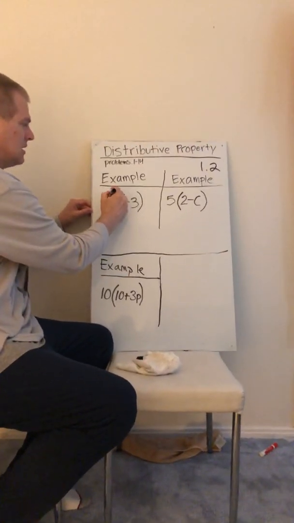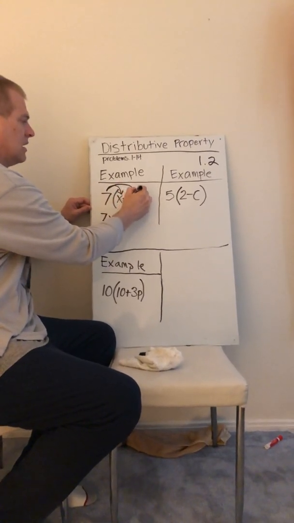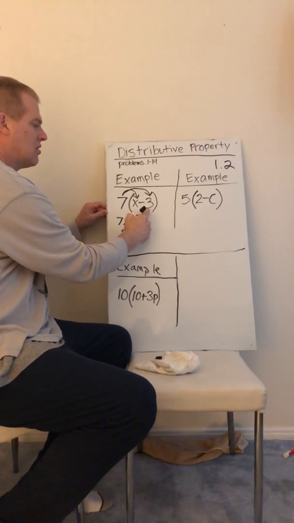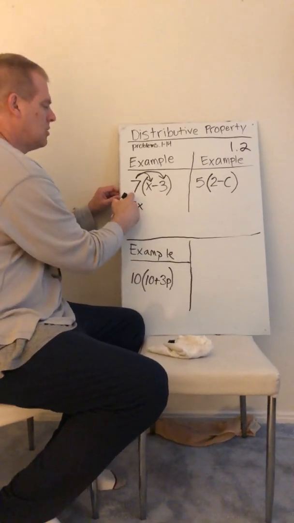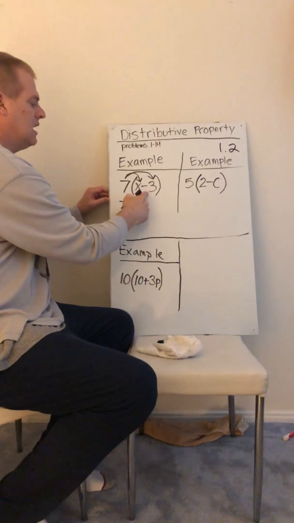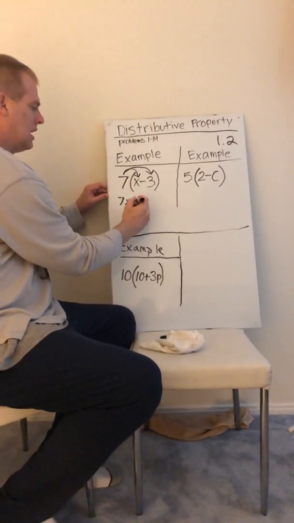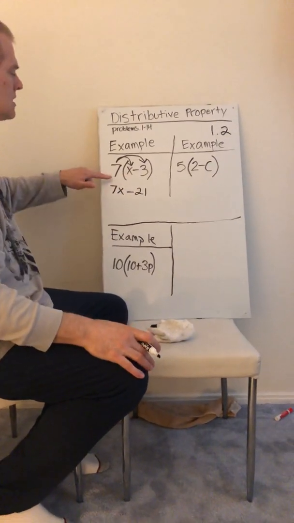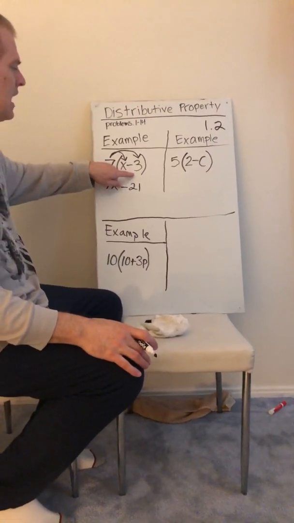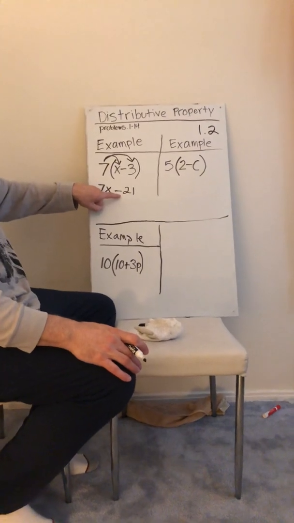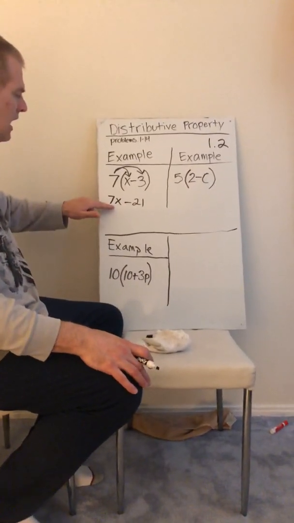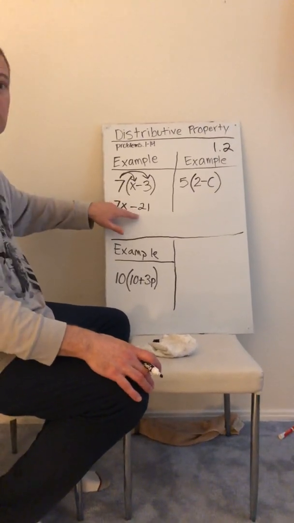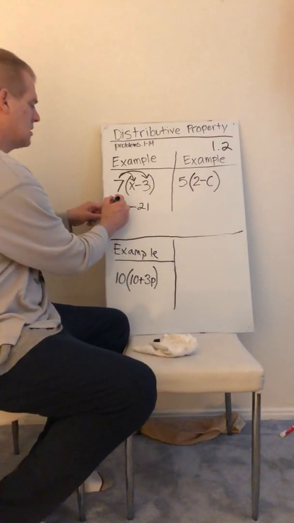The second step is to multiply the 7 again times the second term, which is negative 3. We will multiply the 7 times the negative 3. So I get negative 21. So again, this is a positive 7 times a negative 3, which makes negative 21. I cannot add the 7x with the 21 because these are not like terms. So this is my answer.